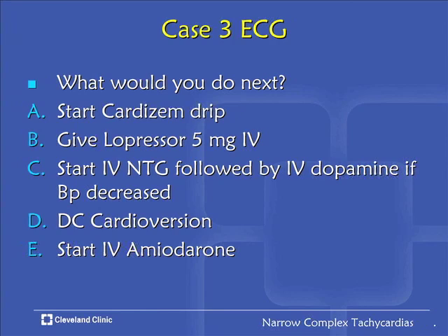Or are you going to do cardioversion? Or are you going to start MU? So history of ischemic cardiomyopathy, he's huffing and puffing, tachycardic, he has crackles on the examination, his lower extremities are cold and sweaty. What are you going to do next?